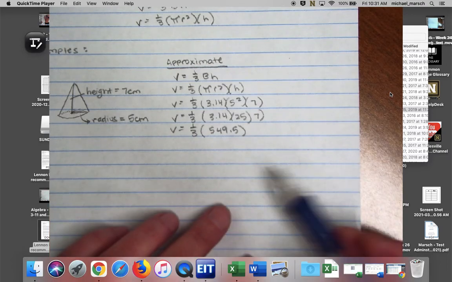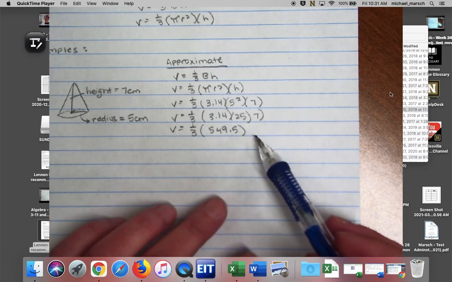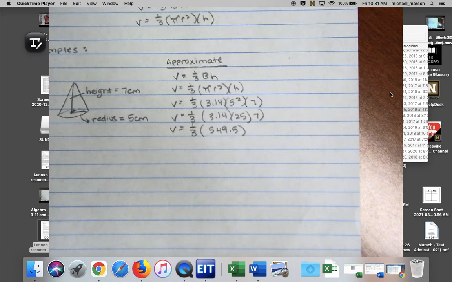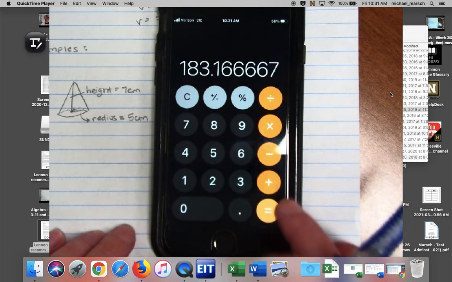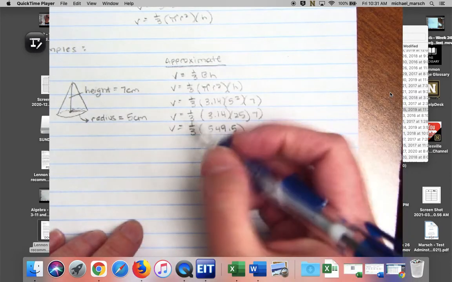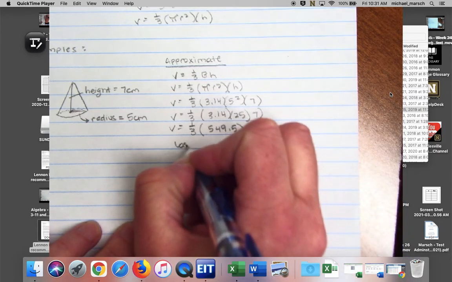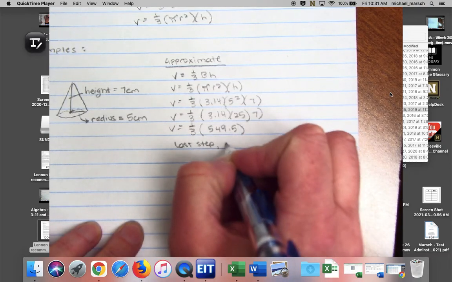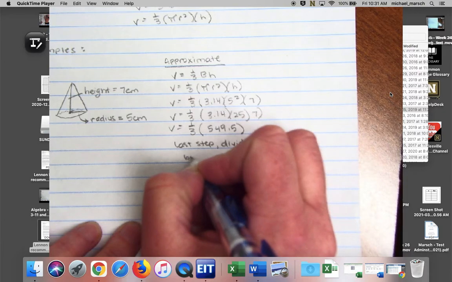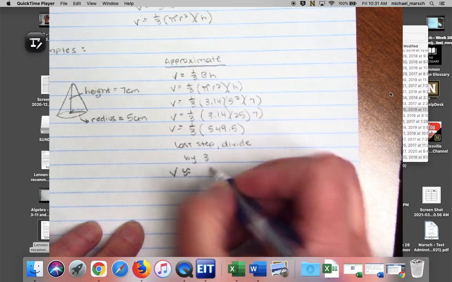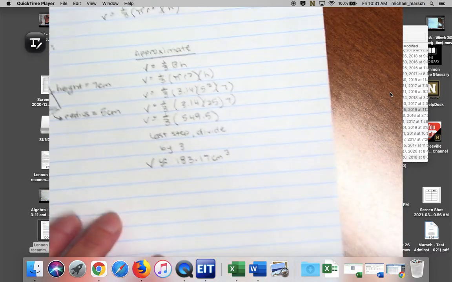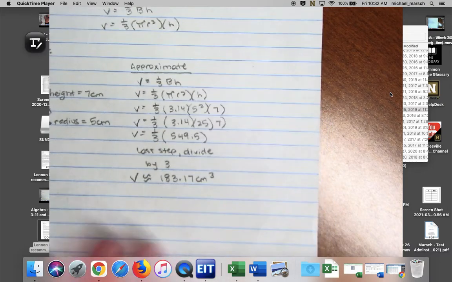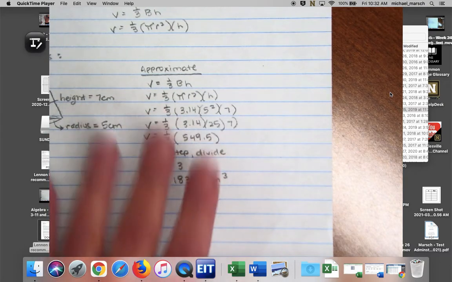So here's the last step. How do you take 1/3 of something? Remember, 1/3's weird because you can't just do 0.3. That's not an exact value for a third. So the way we take 1/3 of something is in our calculator, we just divide by 3. And that's going to be our answer. So last step, divide by 3. So now I'm going to have volume is about 183.17 centimeters cubed.